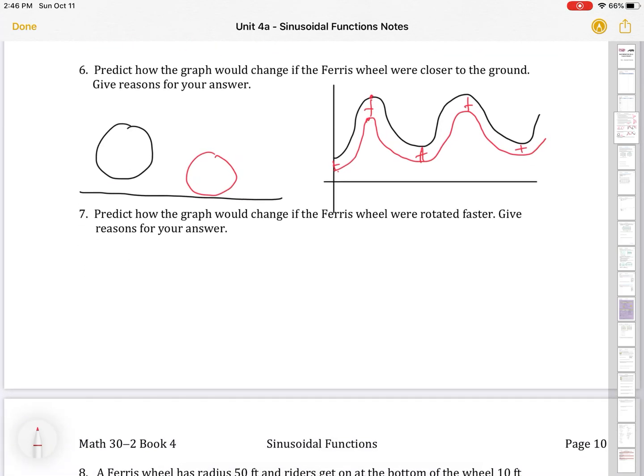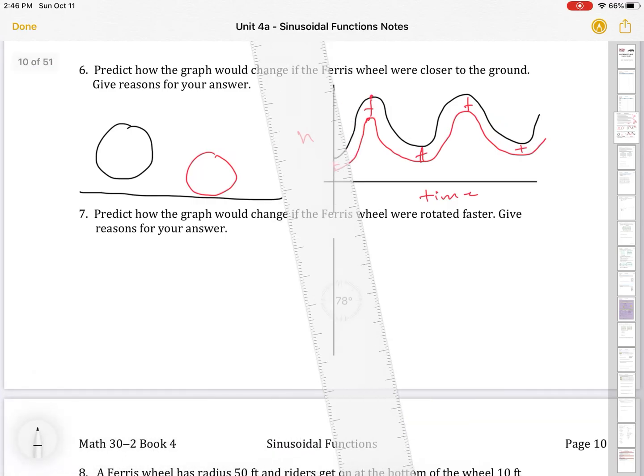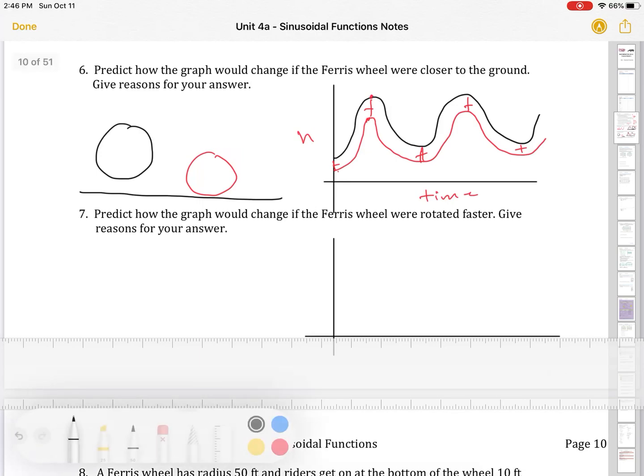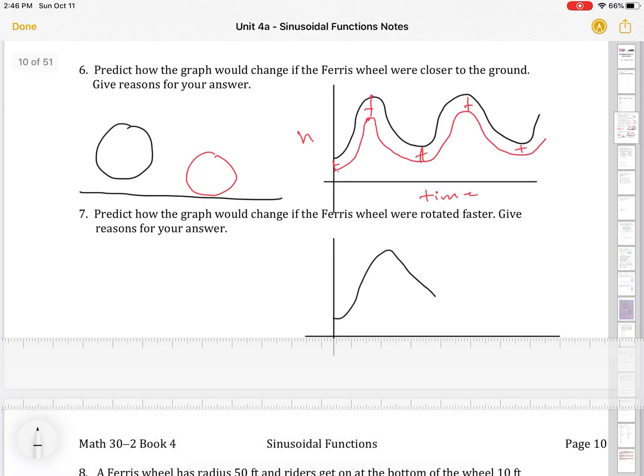Predict how the graph would change if the Ferris wheel were rotated faster. So this was time versus height. So let's sketch that out. So I've got... so we're now rotating it faster. So let's start with our first sketch.